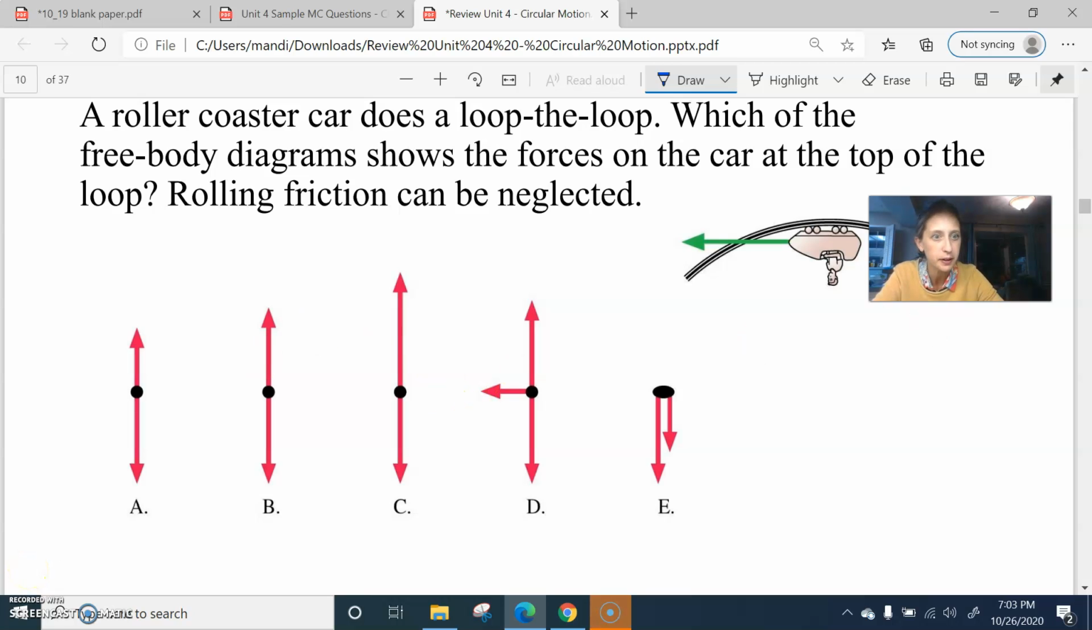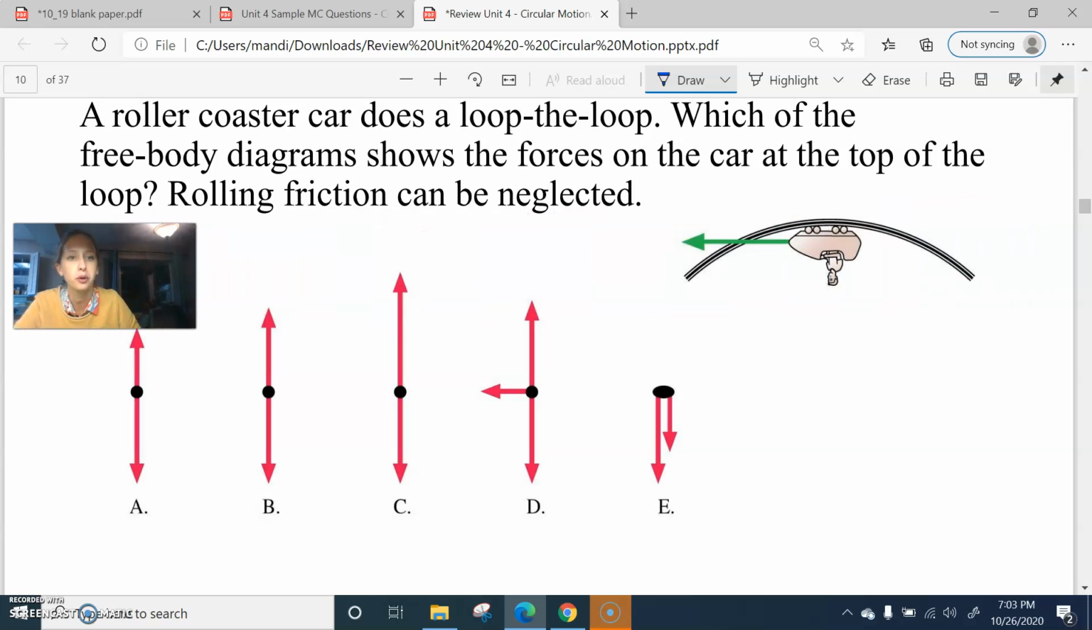Time for this one. Okay, we've got a roller coaster doing a loop-de-loop. I want to know which one shows the forces on the car at the top of the loop. So at the top of the loop, we've got mg down. We've also got our normal force, like the seat pushing on our butt. So that's the normal force. So the right answer is E.